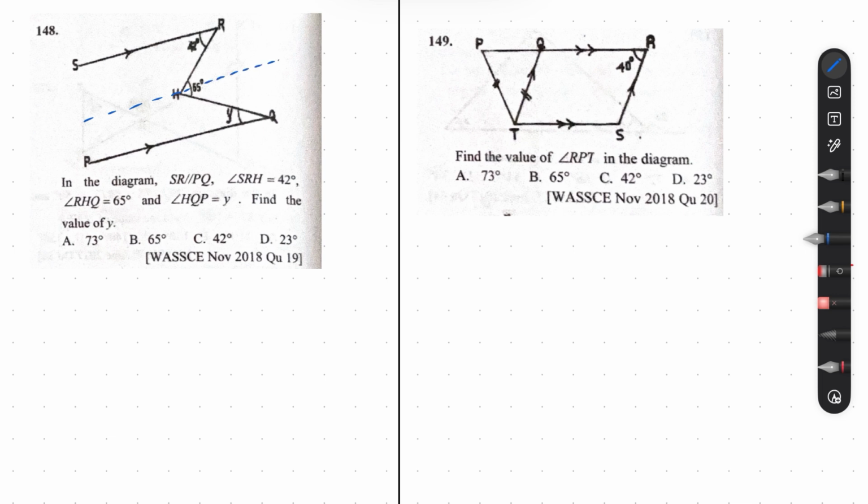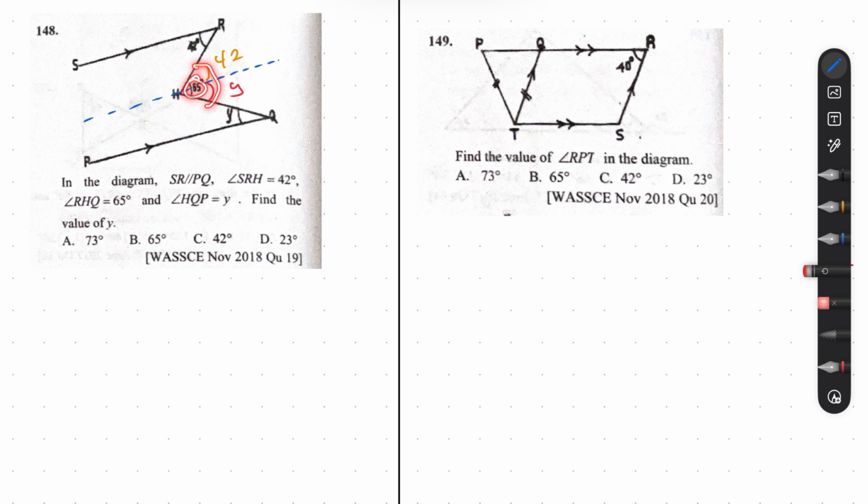And then you're supposed to find y. Now when you look at this line, if it is parallel to this, then you will say that we would have what? Alternate angles. Okay, so this angle and this angle will be the same. So let's label this side also equals what? Y. Now similarly, when you take this line and this line, we would have what? Alternate angles. Okay, this angle here will be equal to this angle here. So that angle is what? 42.